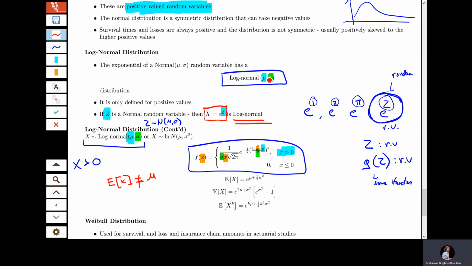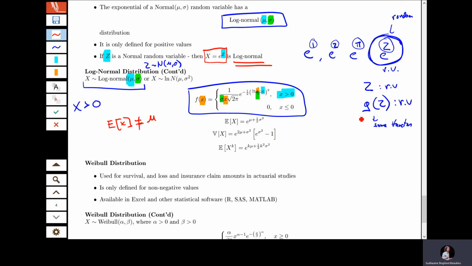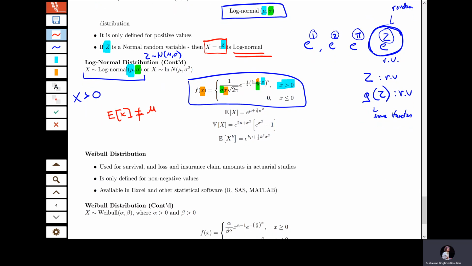Why? Because mu is the mean of z here, and we've defined x to be exponential of z. So if we are interested in the expectation of x, we need to compute this, and there's no guarantee it's going to be mu. There's no specific reason why it should be mu.